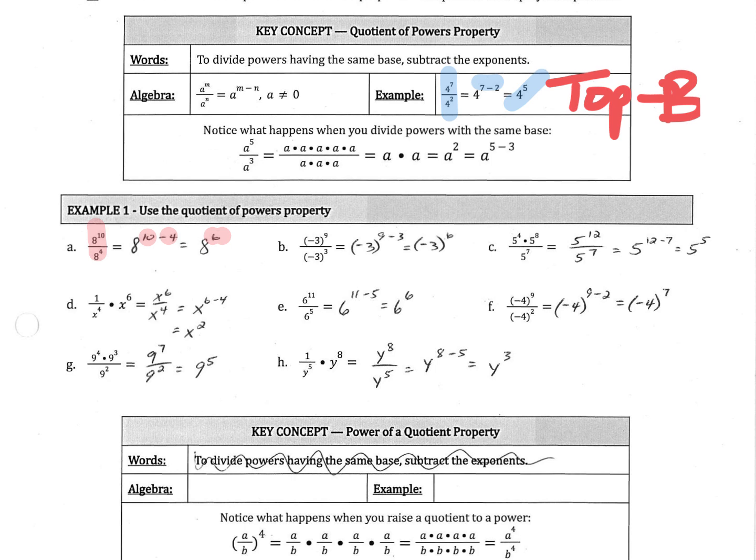This next example, we have a 9 and a 3 as our exponents. We subtract them, we get a 6. Negative 3 to the 6th power.